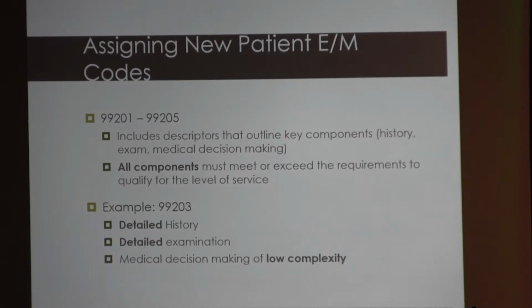Assigning new patient E&M codes are 99201 to 205. All components must be considered, which is the history, the physical exam, and the medical decision making. So for example, 99203, you would identify a detailed history, a detailed physical exam, and the medical decision-making was low complexity. So you have a young patient who comes in with sleep apnea or snoring, and you do a full physical, you do a detailed exam. He doesn't really have many signs or symptoms, but because of the snoring and because he's obese, you decide to order a sleep study. That would be a low complexity, and then we get 203.